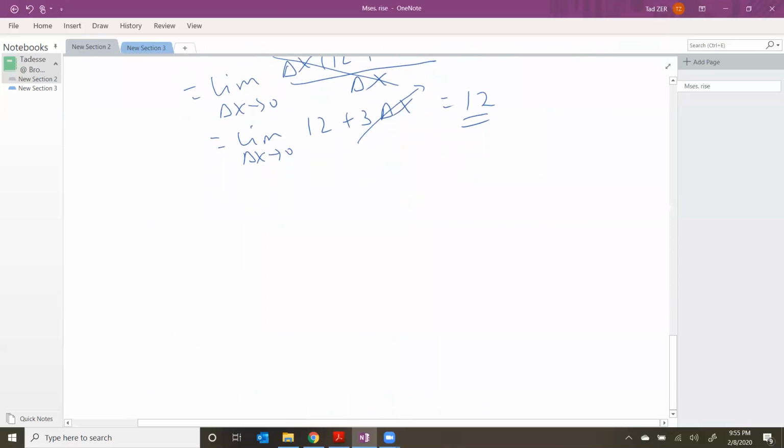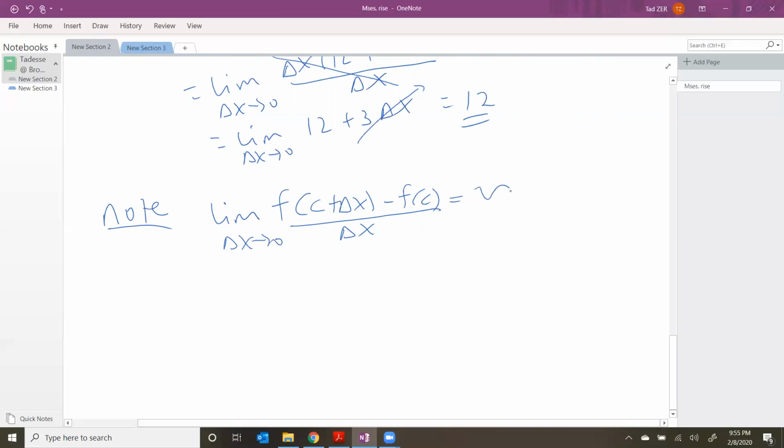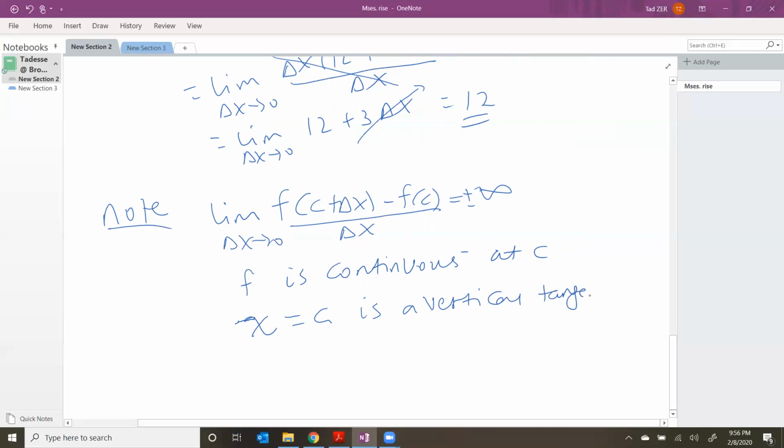Okay, so now one remark over here is what happens if the limit of that difference quotient, f at c plus delta x minus f at c divided by delta x, as delta x goes to 0, equals either infinity or minus infinity. Now, if this function f is a continuous function, so continuous means what? Continuous at c. If this function is continuous at c, then the limit going to plus or minus infinity means we have what is called a vertical tangent line. So x equal to c is a vertical tangent line. That's what it means.